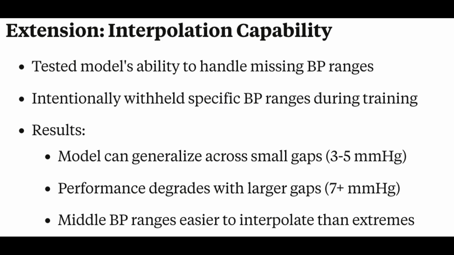As an extension to the original study, we tested the model's ability to interpolate across missing blood pressure ranges. We intentionally withheld specific ranges during training and evaluated performance on those ranges. We found that the model can generalize across small gaps of 3 to 5 mmHg reasonably well, but performance degrades with larger gaps of 7 mmHg or more. Interestingly, the model handles middle blood pressure ranges better than extreme values, suggesting that providing low and high blood pressure examples during calibration may be more important than mid-range values.